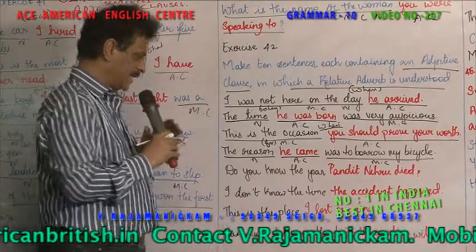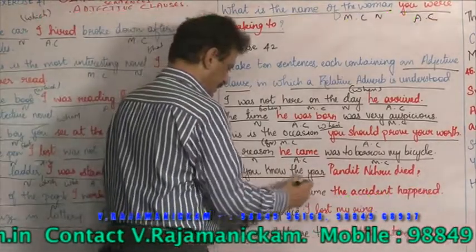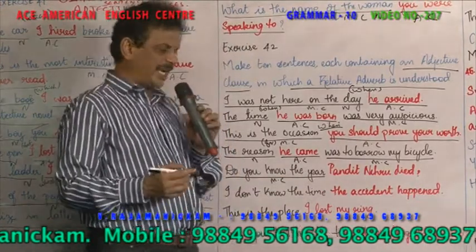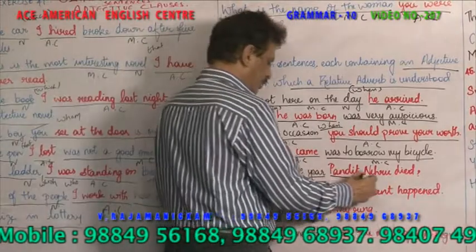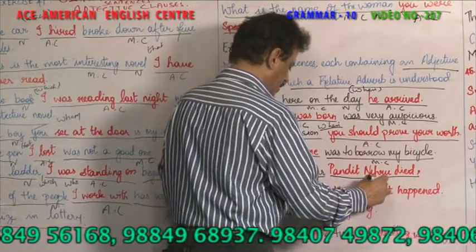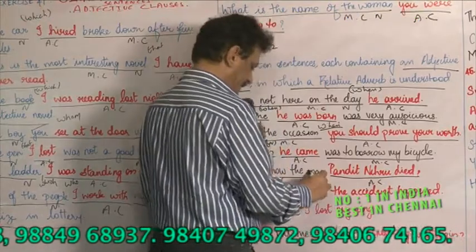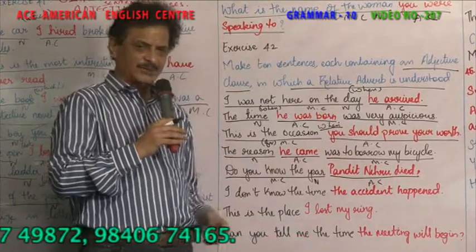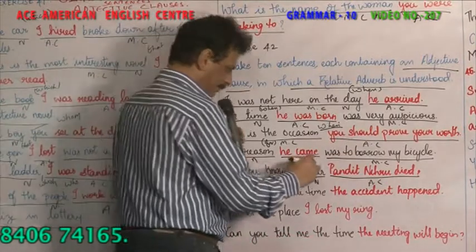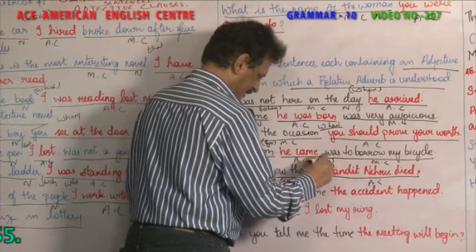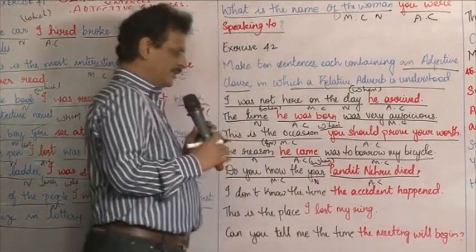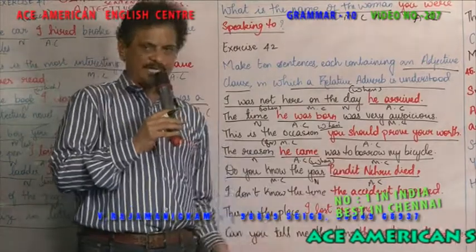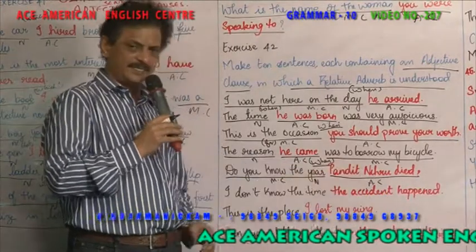Do you know the year? It is the main clause. Pandit Nehru died. So Pandit Nehru died is the adjective clause qualifying the noun year. Which year? Pandit Nehru died. Do you know the year when Pandit Nehru died? So when is the relative adverb. Pandit Nehru died, this sentence qualifies the year.